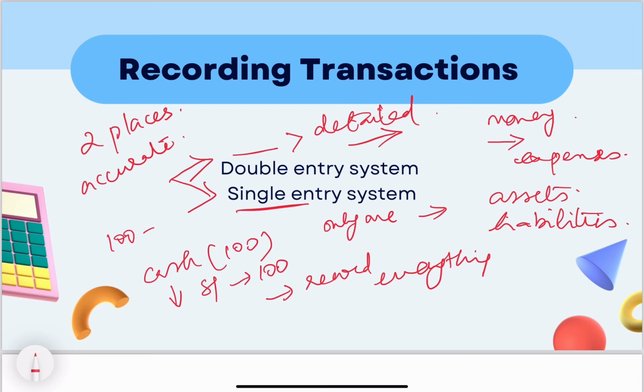So the errors in the single entry system are quite hard to identify, but the errors in the double entry system are easy to locate. So these are the major differences between a single entry and double entry system. Okay, all right, you get it.